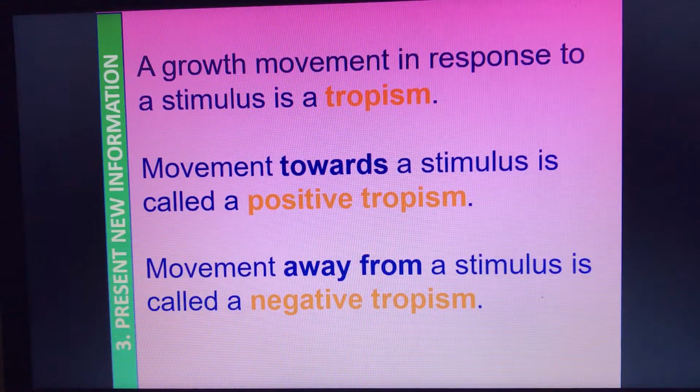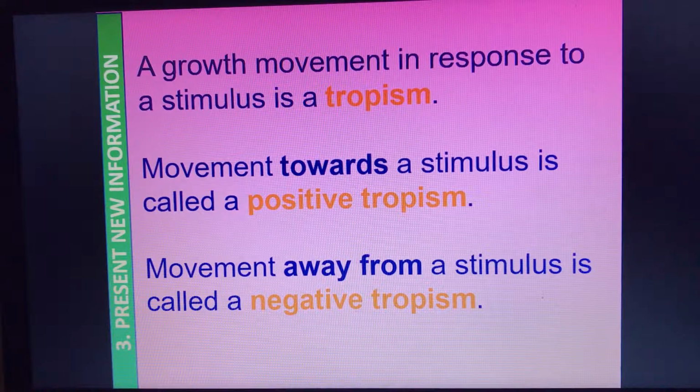So first of all, we're starting to talk about trophisms. A trophism is a response to a stimulus, and that stimulus could be light, it could be water, or it could be gravity. We don't actually have to look at how plants respond to water, we just have to look at light and gravity.